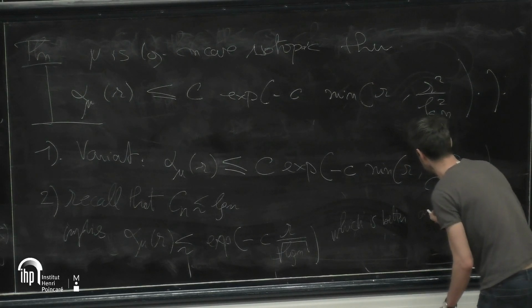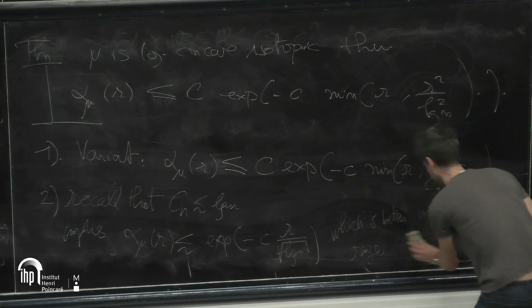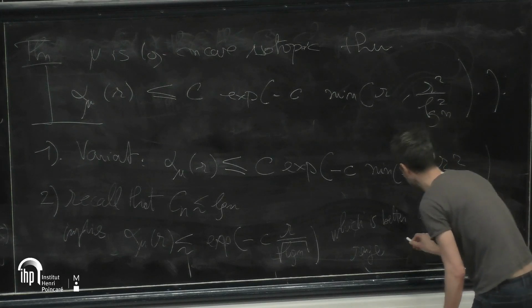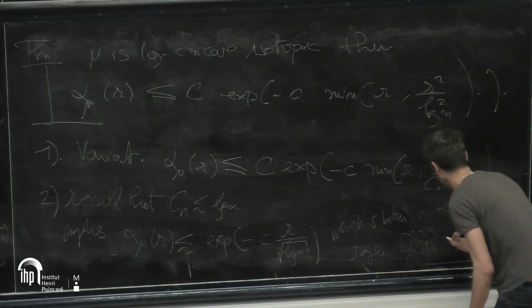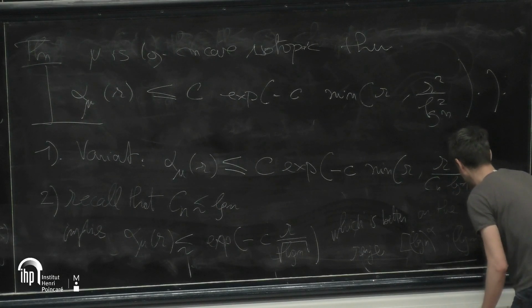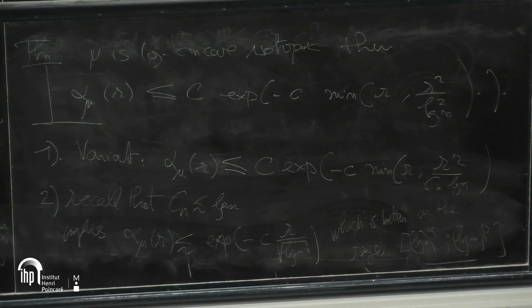On some weird range, on the range. And now I don't want to compute it, but some range, log n to the alpha, log n to the beta, for alpha and beta well chosen.